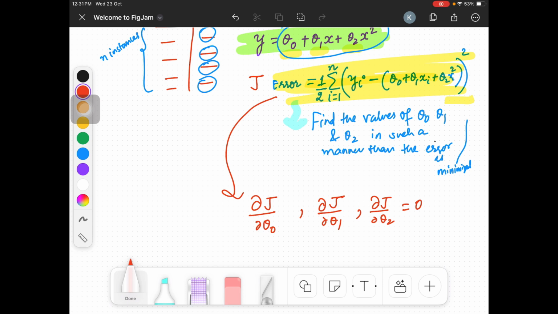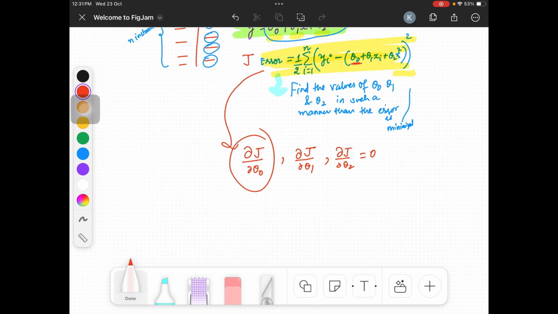Now here, if you look, what is the derivative with respect to theta naught? So you see this is the term theta naught. So we are going to use the chain rule, right? And then we will be differentiating. So let me write down the derivative with respect to theta naught.